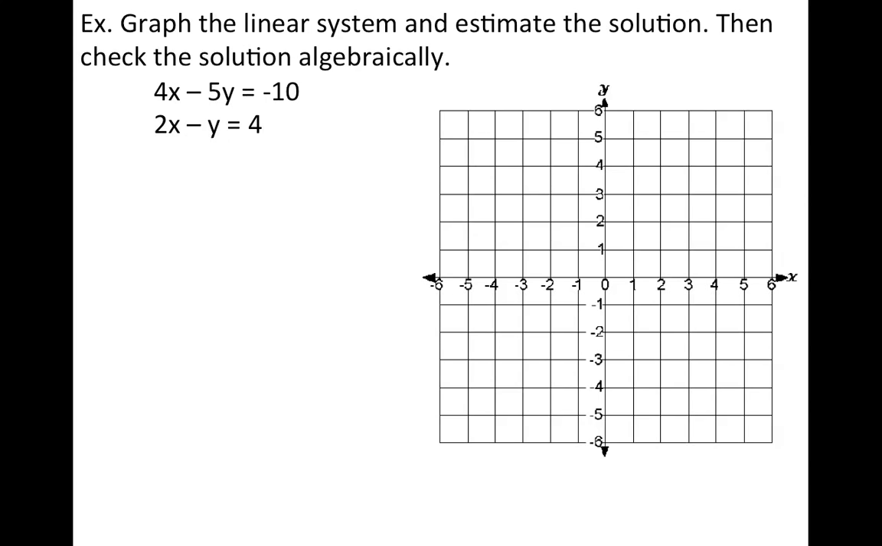So when you solved out the first equation, you should have got y equals 4/5 x plus 2. So our y-intercept is 2, our slope is 4/5. In the second equation, you should have got y equals 2x minus 4. So our y-intercept is -4, and our slope is 2. And the solution of this system is 5, 6.